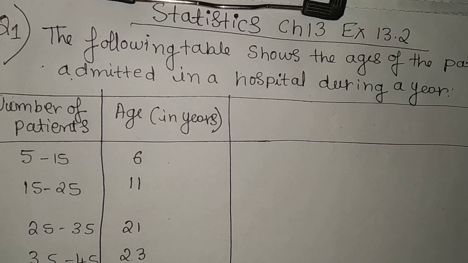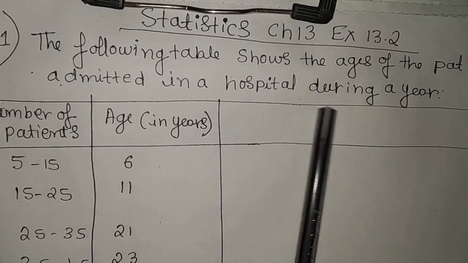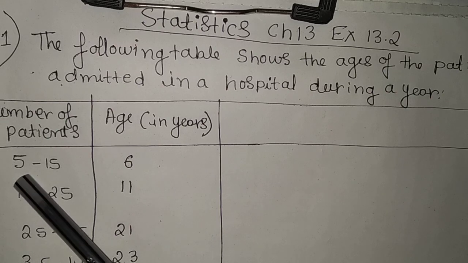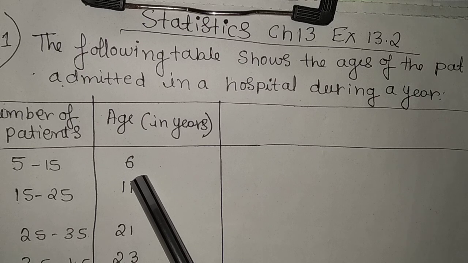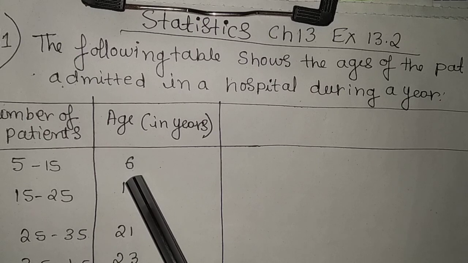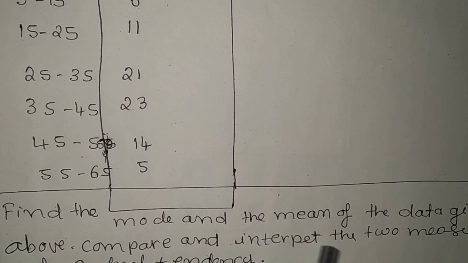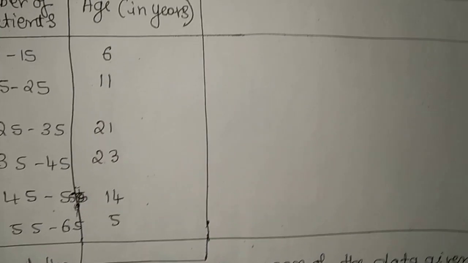Here the first question is, the following table shows the ages of the patients admitted in the hospital during a year. So age is given and number of patients is given, that is 5 to 15. Number of patients, the age will be around 6 years. So find, and the full question is, find the mode and the mean of the data given above, compare and interpret the two measures of central tendency. So we'll see how to solve the problem.